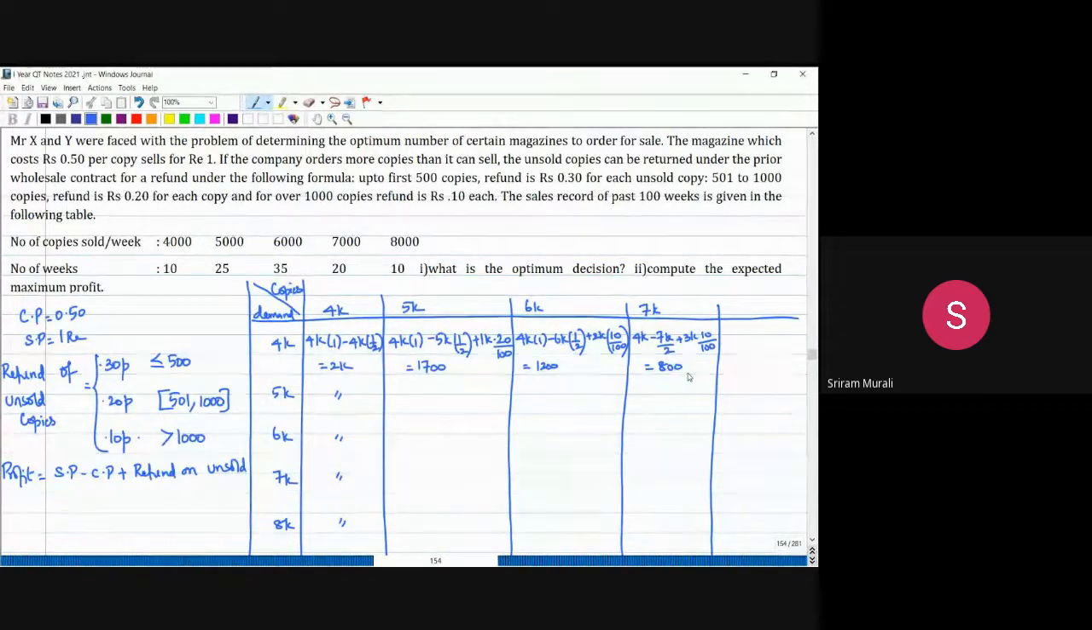What about this case? Last case, it is 8k. It is 4k into 1 minus 8k by 2. Sorry, this is 8k by 2. Selling price. What is unsold? 4k into 10 by 100. That is equal to 400. Have you all understood?